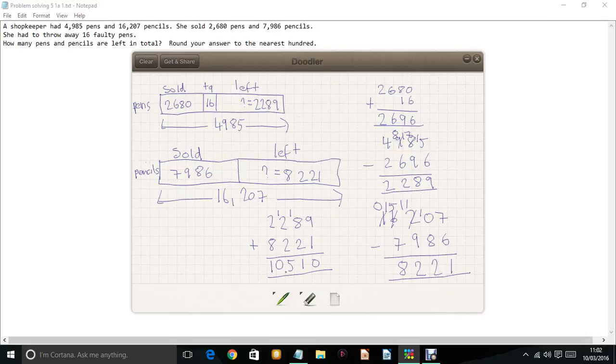So again we've got 10,510, which looks familiar from the other way of calculating it. I've been asked to round my answer to the nearest hundred. This is the hundreds column. I'm going to look here. Is this 5 or more or 4 or less? It's less. So my rounded answer is going to be 10,500.